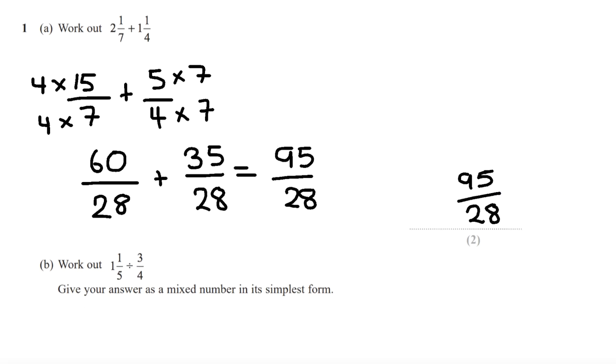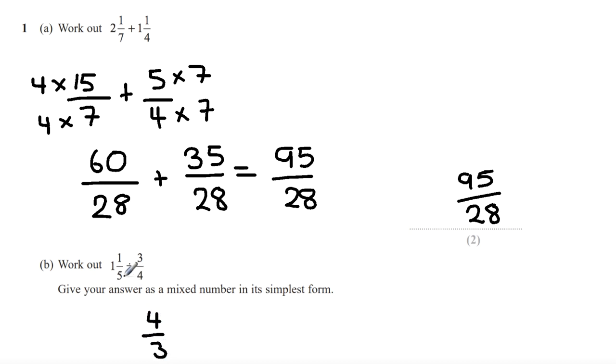Now, when we encounter questions that involve dividing two fractions, the first thing I like to do is change the division sign in the middle. And the way we can do that is by taking the reciprocal of the right-hand side fraction. Once we've taken the reciprocal, then we can multiply the two fractions together. So the reciprocal of the right-hand side fraction is 4 over 3.